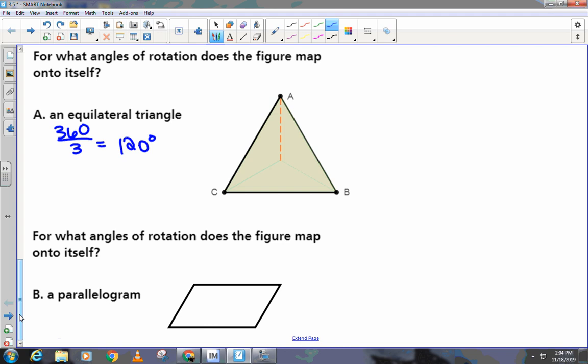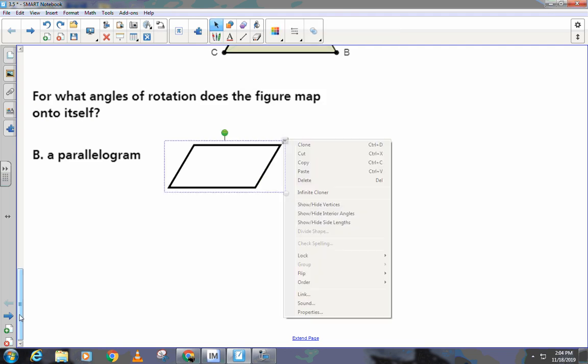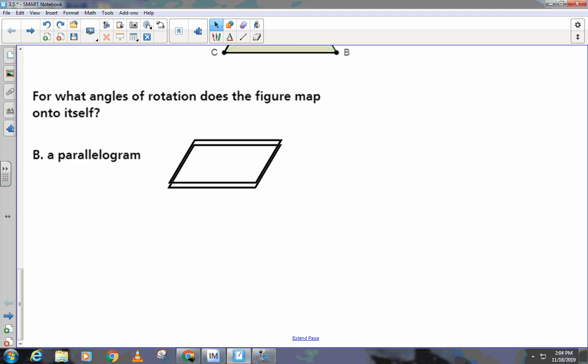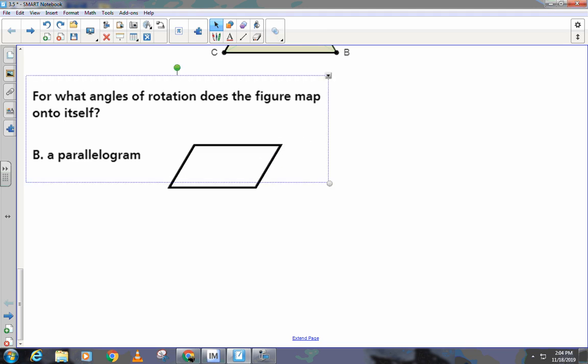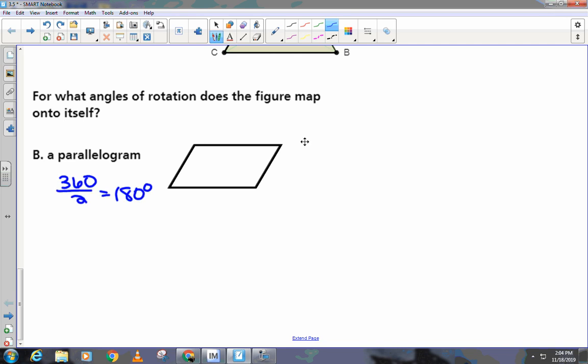What about the parallelogram? This was the one I was going to do. So here, if I put this on here, just like that, you can kind of rotate. That doesn't map. But then there's 1, and 2. So what's the order? 2. What's the magnitude, or the angle of rotation? 180. So it's 360 divided by 2. So it's 180 degree rotational symmetry. Good.